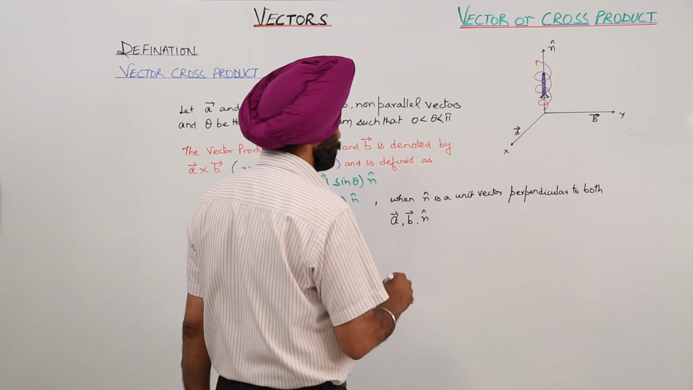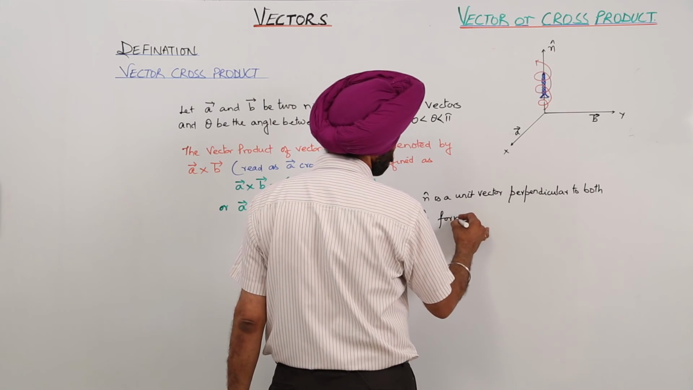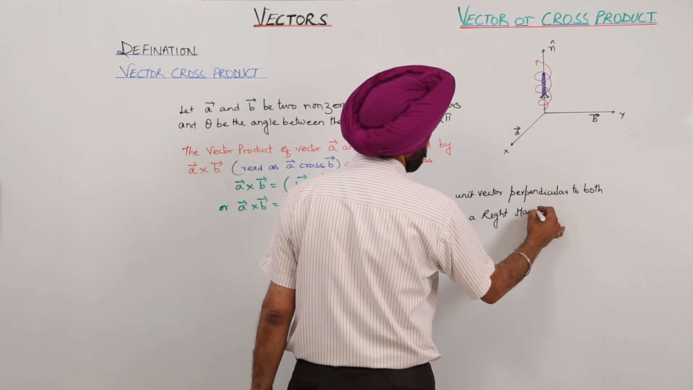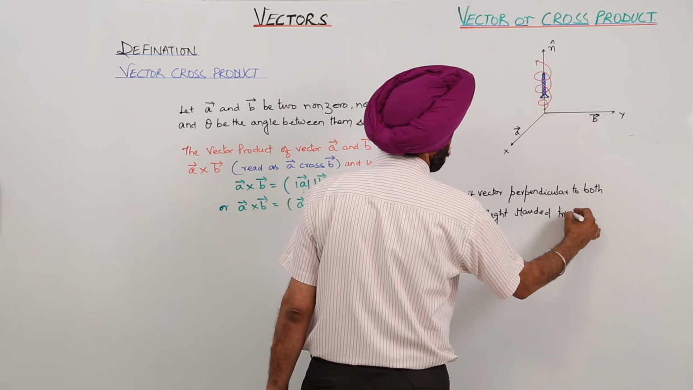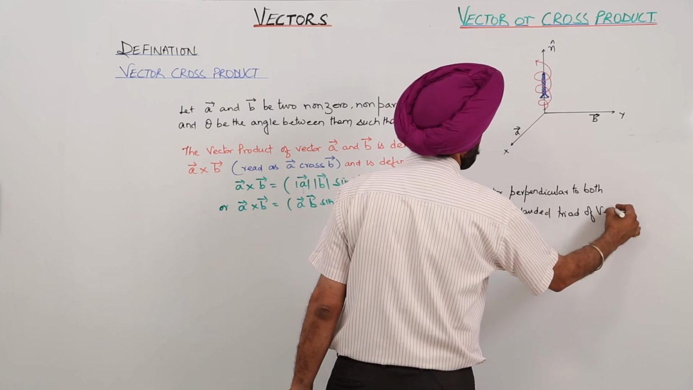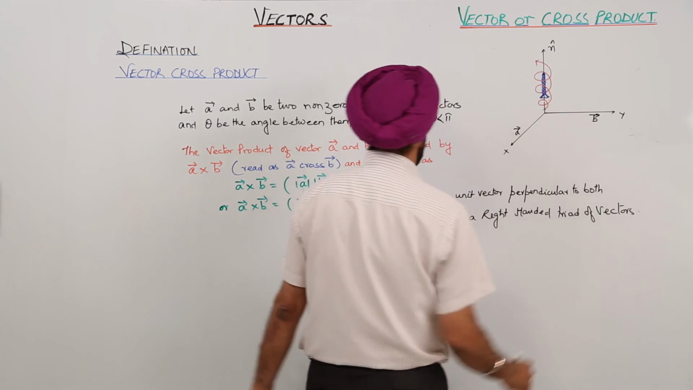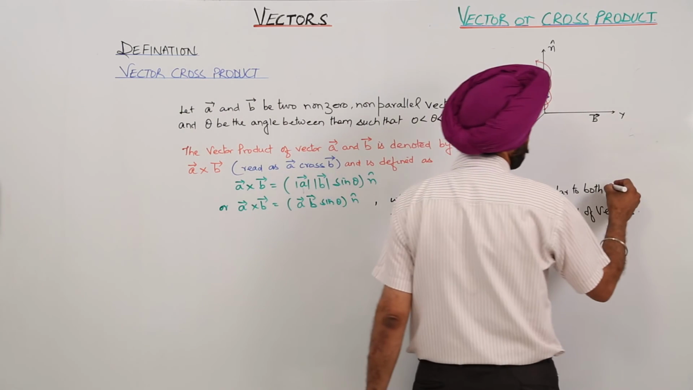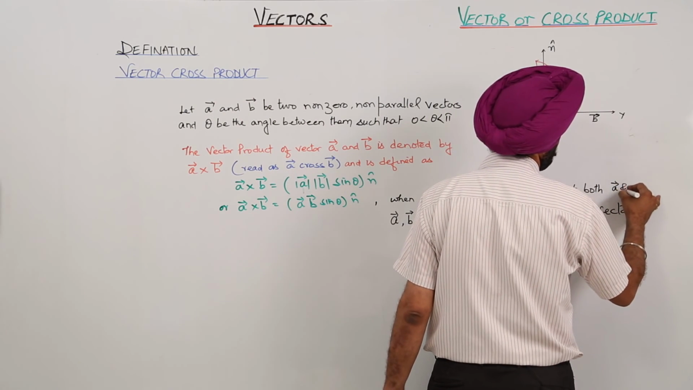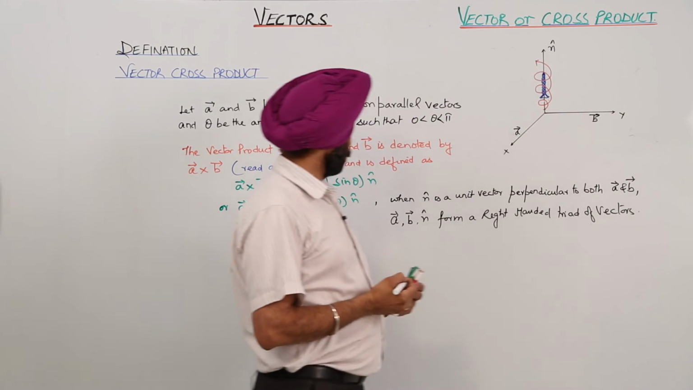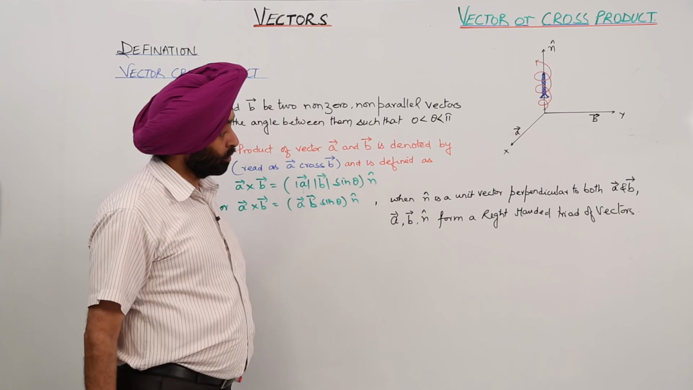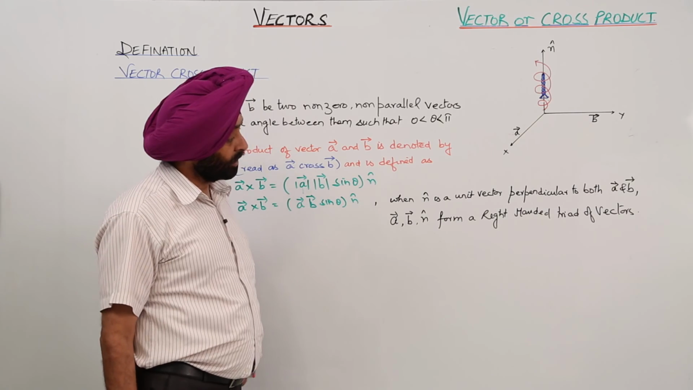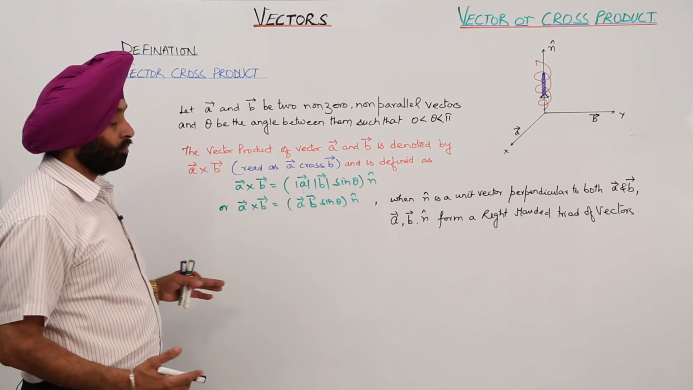form a right-handed triad of vectors. We can write it like this, where n is a unit vector perpendicular to both vector A and vector B. Vector A, vector B and unit vector n form a right-handed triad of vectors. So this is all about the definition.